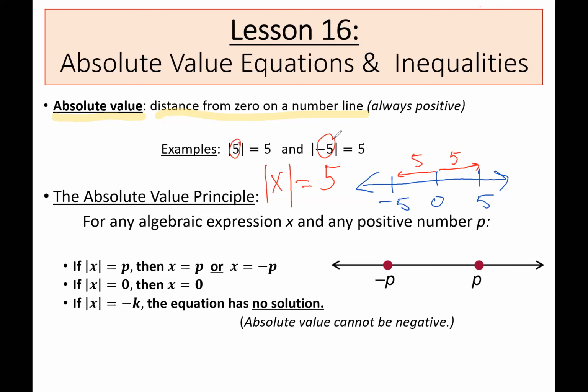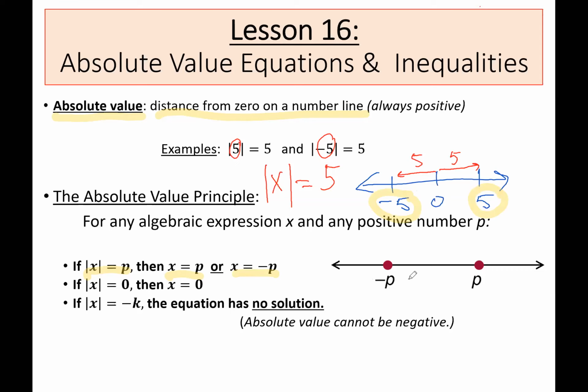So here's where we get to our main idea for how to solve absolute value equations. If you have the absolute value of x equal to a positive number, then one of two things could happen. x could equal that positive number, or x could equal the opposite of that positive number, meaning negative, right? So if the absolute value of x is equal to 5, x could be 5, or x could be -5. x could be p, positive, or x could be -p, the opposite of p.